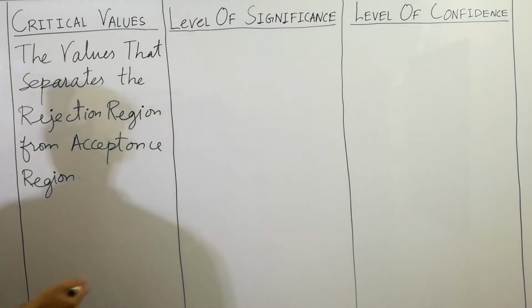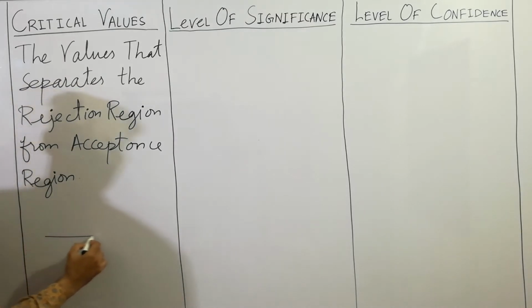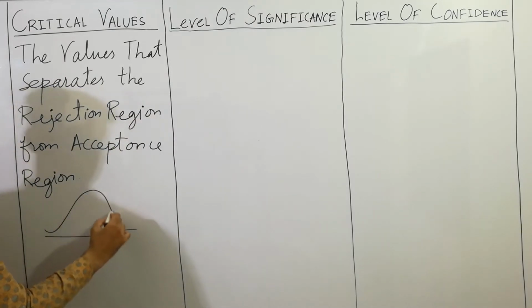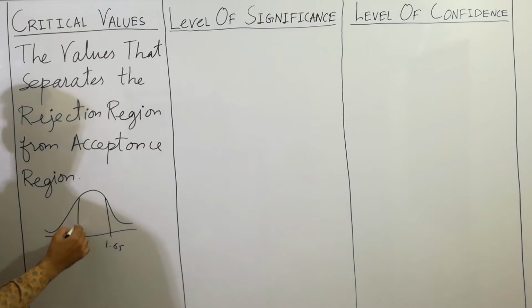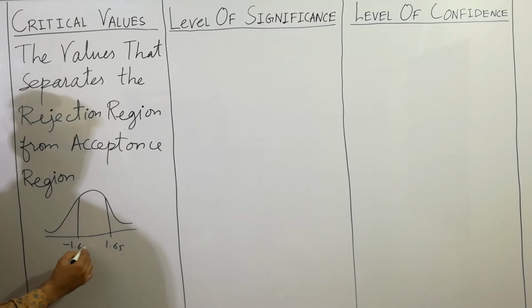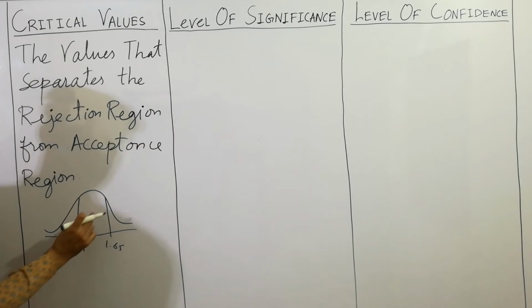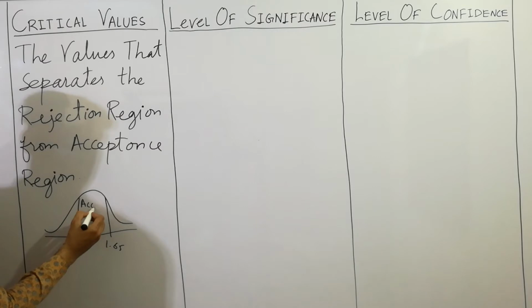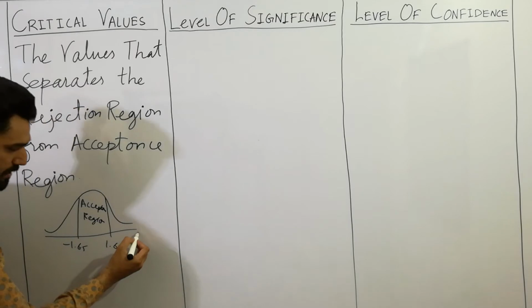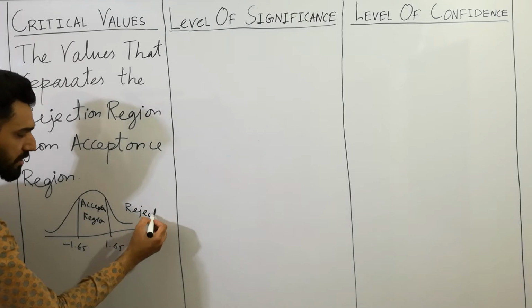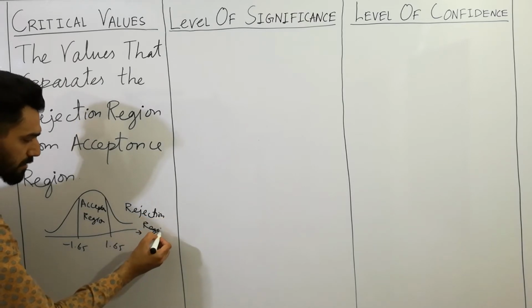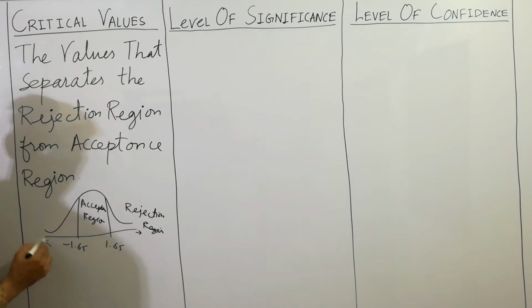Let's suppose that I take an example here. First we'll take a normal distribution, and this point is, let's suppose, 1.65, and this point is minus 1.65 on the real line. Remember that this inner part is the acceptance region, and this outside portion on both sides is the rejection region.